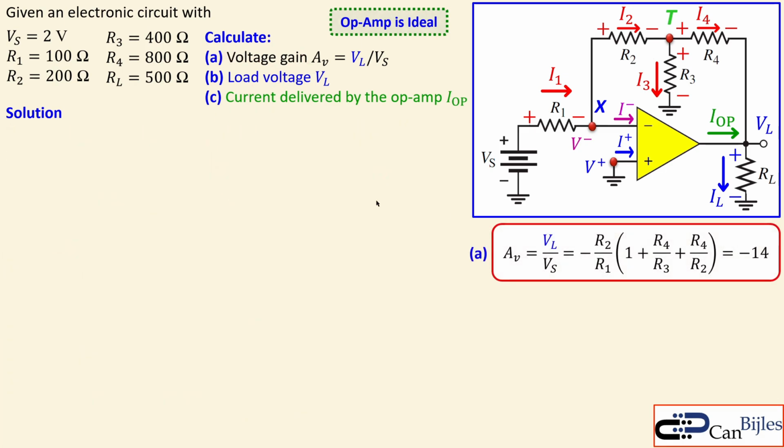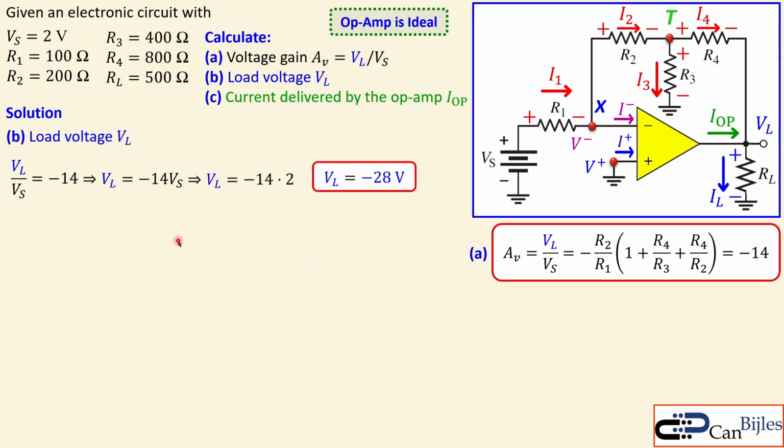Now moving on to question B. Load voltage is now really easily calculated, because this voltage here, due to this source voltage with this gain of minus 14, can be then given by this expression. So you can say load voltage over the source voltage is minus 14. That means load voltage is then equal to minus 14 times Vs, and you will get then minus 28 volts. So once you have done question A, question B is really straightforward.